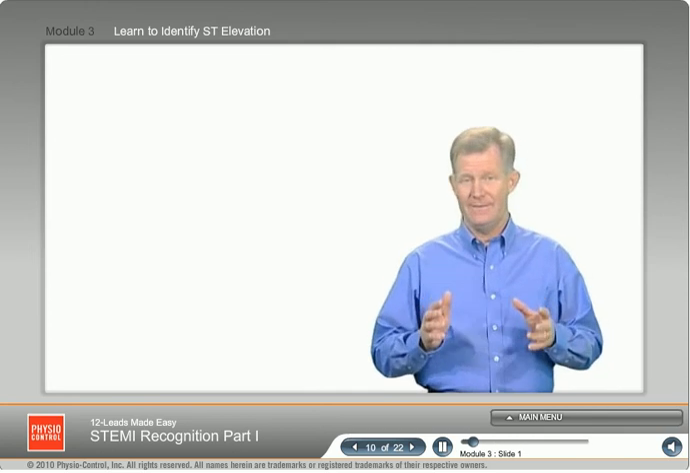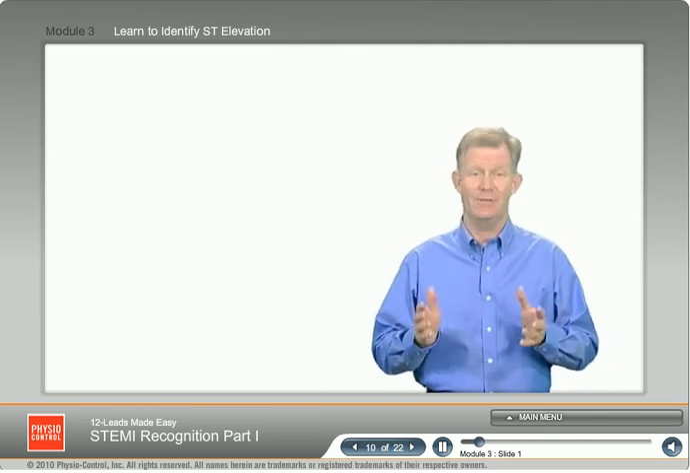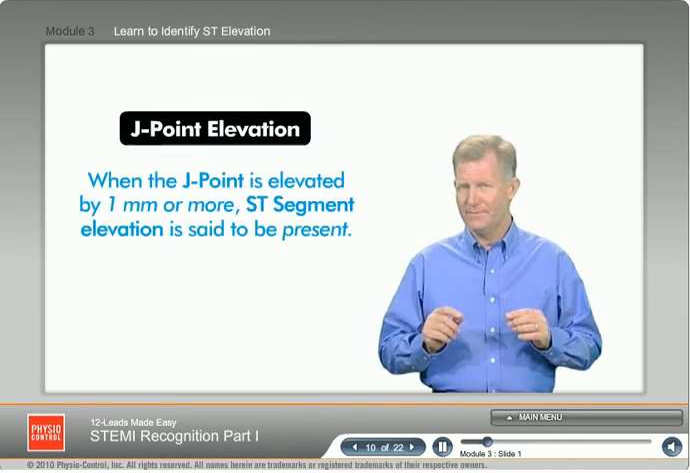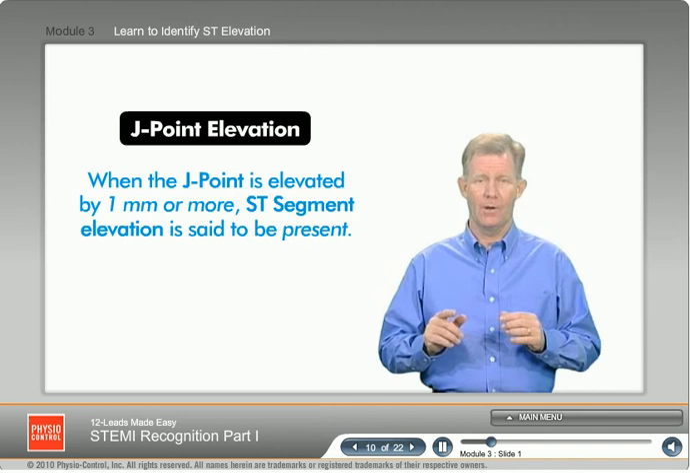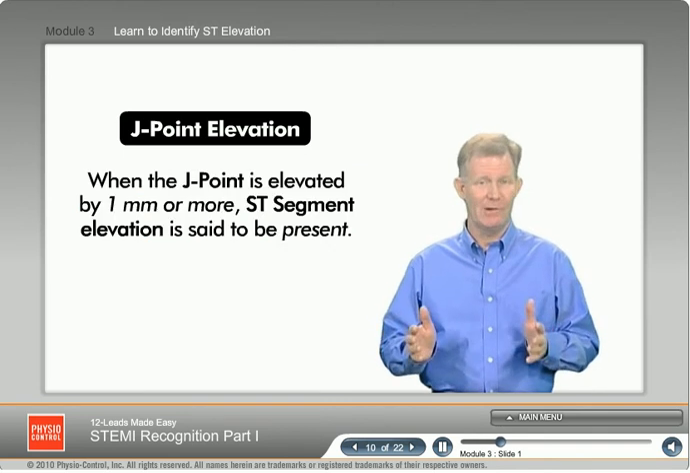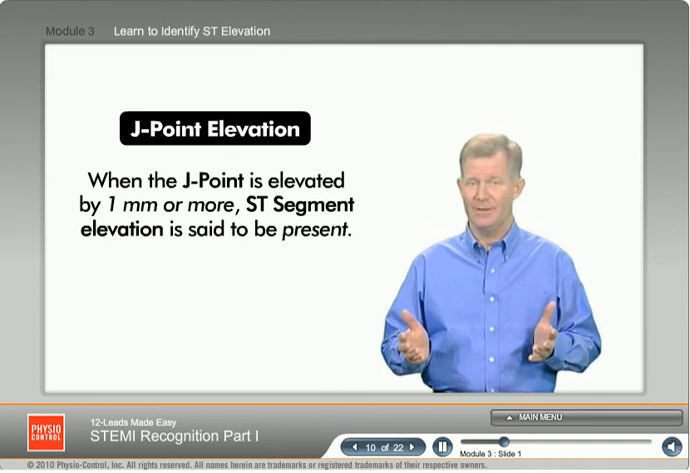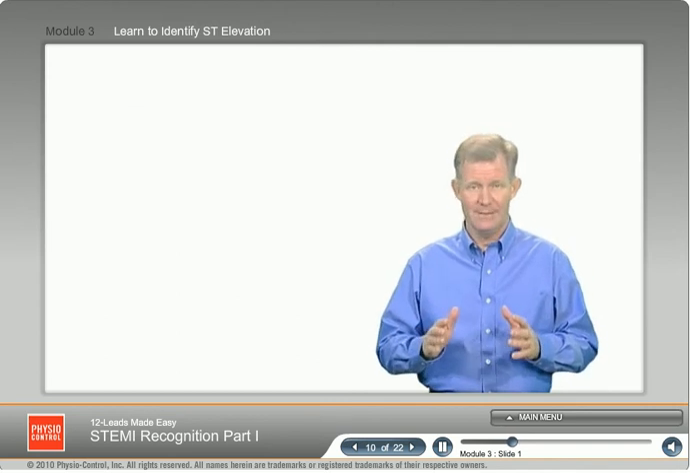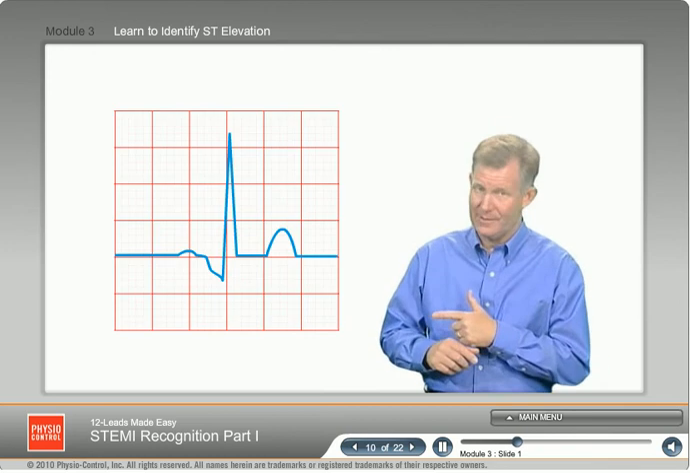Now that you can find the J-point, the next thing we need to do is learn how to identify J-point elevation. When the J-point is elevated by 1 millimeter or more, ST segment elevation is said to be present. It's a pretty straightforward process to identify ST segment elevation, but there are a few subtleties. For example, take a look at this complex.